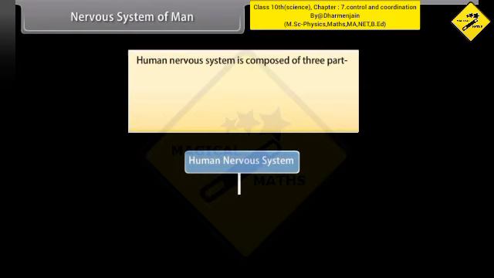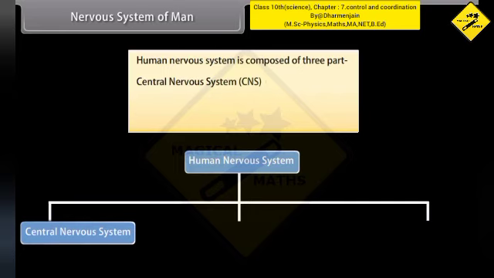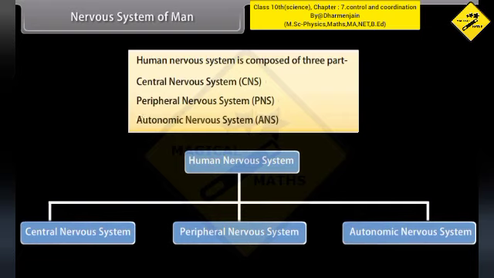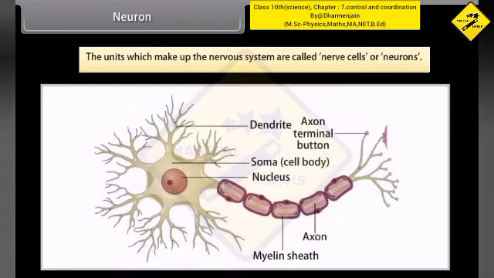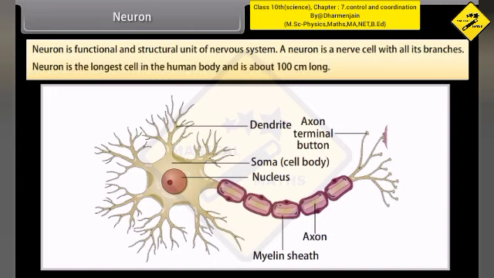The human nervous system is composed of three parts: the central nervous system (CNS), the peripheral nervous system (PNS), and the autonomic nervous system (ANS). Neuron. The units which make up the nervous system are called nerve cells or neurons. A neuron is the functional and structural unit of the nervous system. A neuron is a nerve cell with all its branches. It is the longest cell in the human body and is about 100 centimeters long.